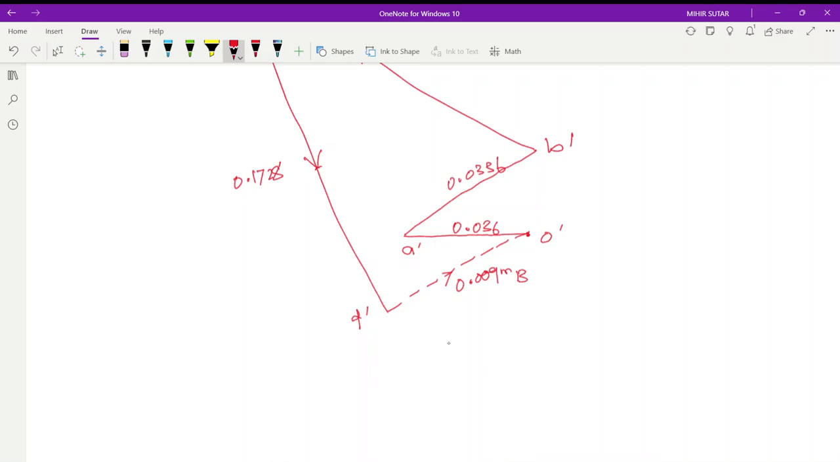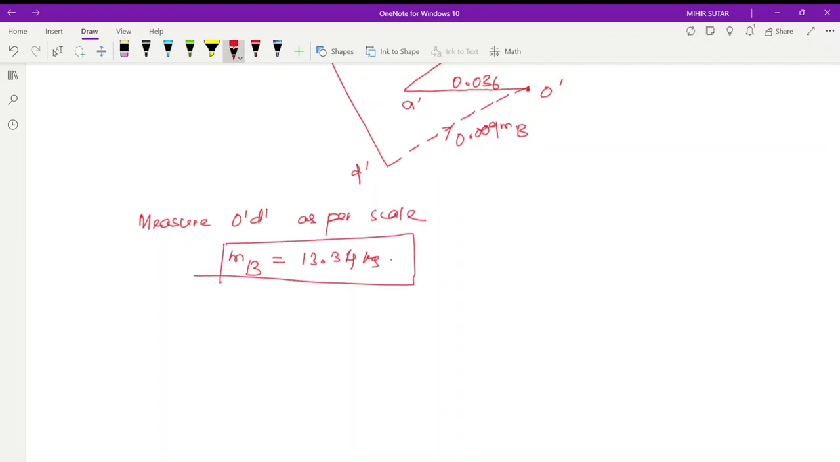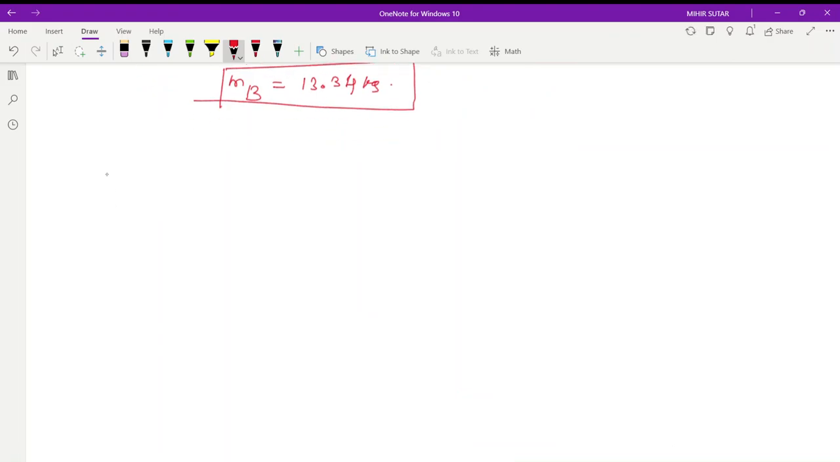So now you can measure this distance. Measure O dash, D dash as per scale and find this MB. Okay, it will be approximately equal to 13.34 kg. You can find this. Okay. Now the next step is draw the force polygon.